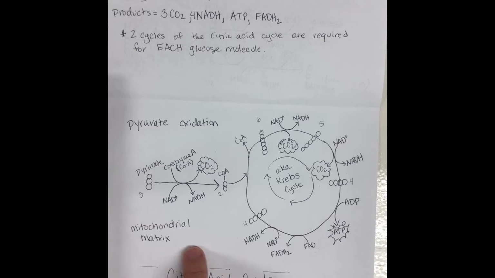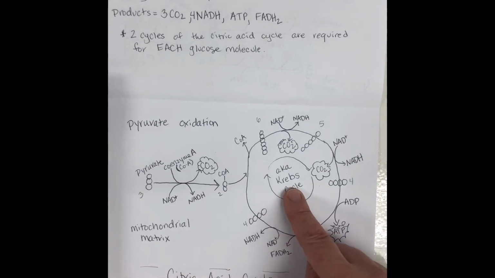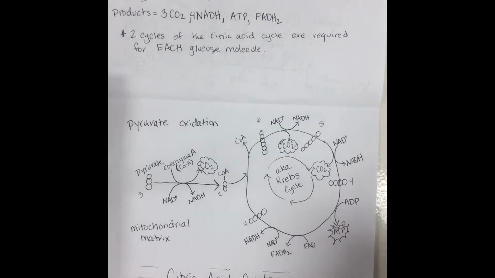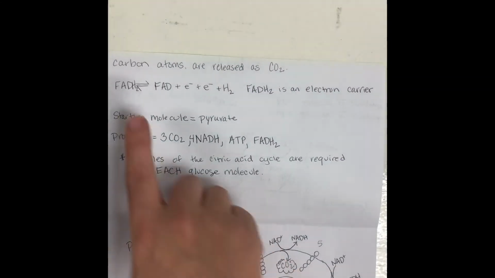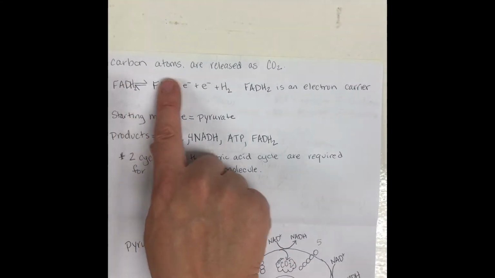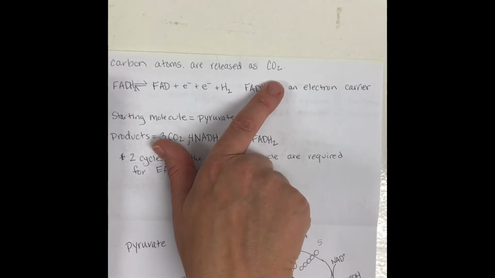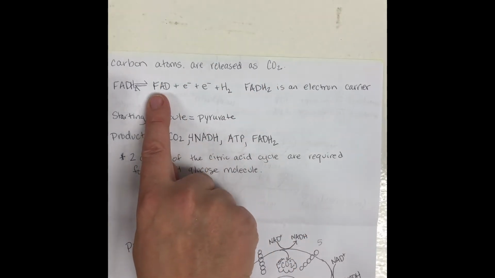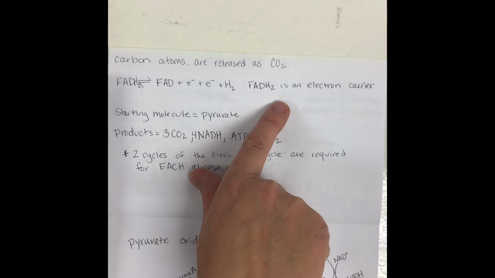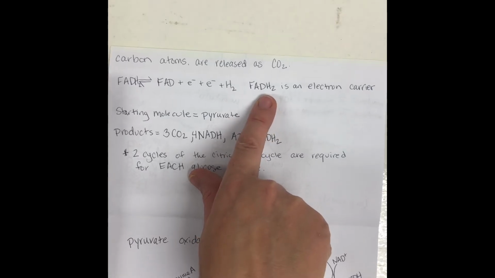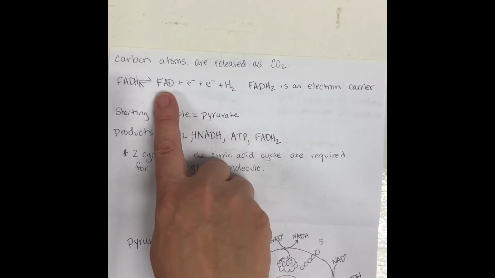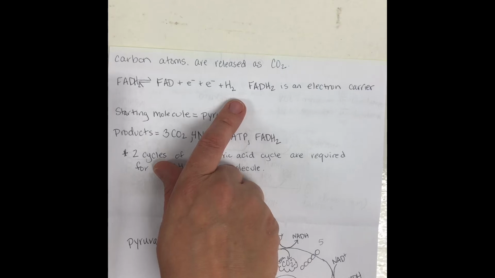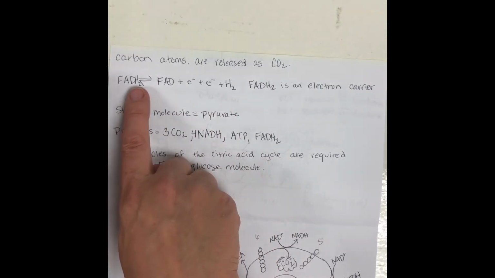We talked about the fact that this happens in the mitochondrial matrix, that this is also called the Krebs cycle, okay? And we talked about the fact that carbon atoms are released as carbon dioxide. This FAD is an electron carrier. When it's FADH2, it is formed with an FAD, 2 electrons and 2 hydrogens, so that's FADH2.